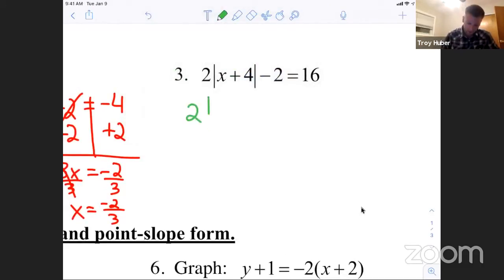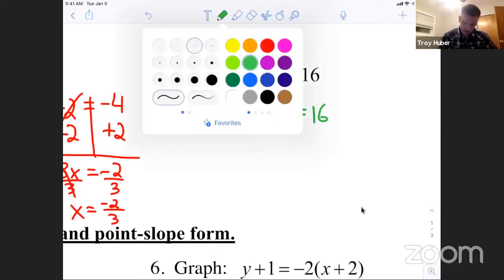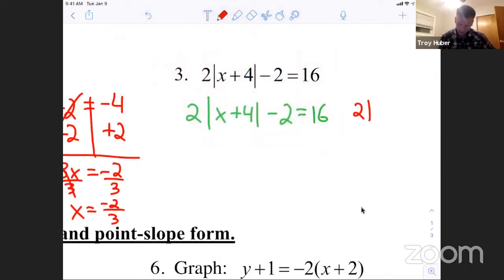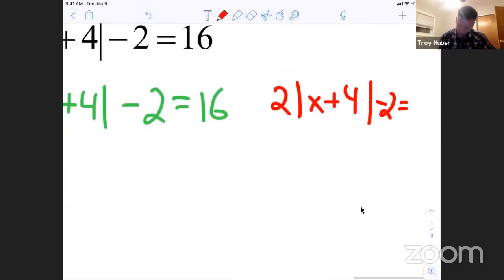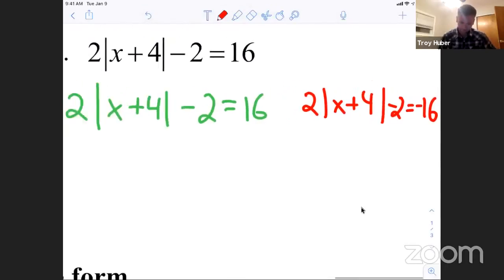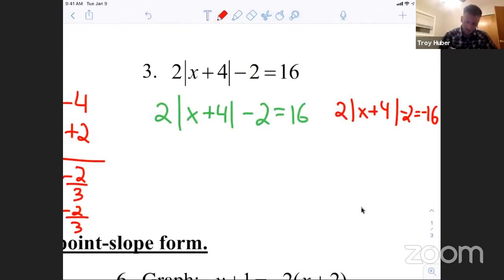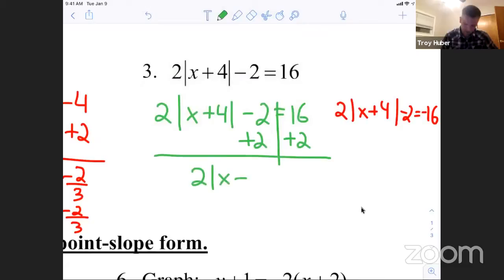All right, again, we have 2 times the absolute value of x plus 4 minus 2 is equal to 16, and 2 times the absolute value of x plus 4 minus 2 is equal to a negative 16. Again, I'm going to get rid of that subtraction. So I'm going to add 2 to both sides. So I have 2 times the absolute value of x plus 4 is equal to 18.